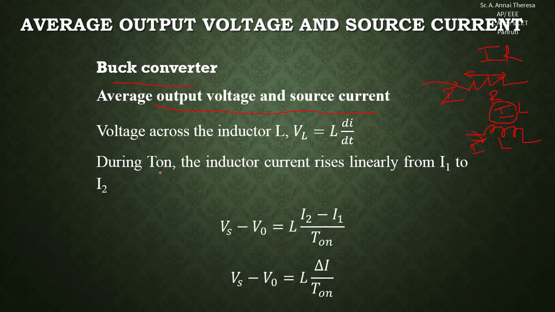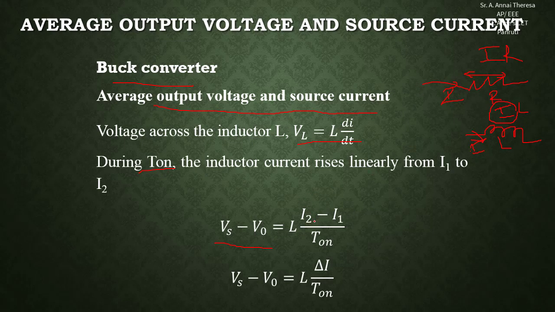During turn on time, the inductor current rises from I1 to I2. So we can write this equation during turn on time, that is, when the switch is on. What is the voltage across the inductor? That is Vs minus V0, as we saw in the first mode. So instead of VL we can write Vs minus V0, which is equal to L into the change in current. During turn on time it increases from I1 to I2, so the change in current is I2 minus I1.